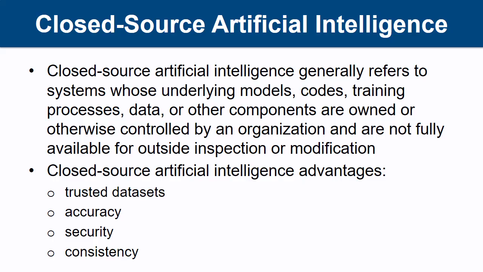In the context of the report, closed systems emphasize qualities such as trusted data sets, accuracy, security, and consistency. Imagine an emergency management organization using an AI system specifically designed to analyze infrastructure damage.